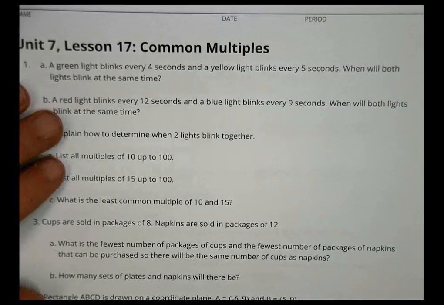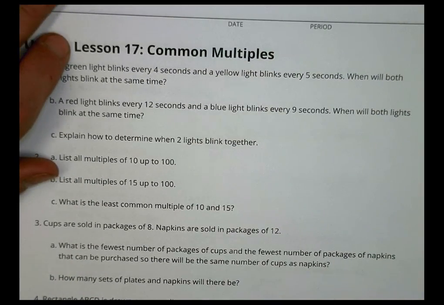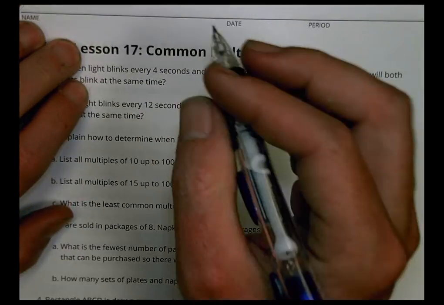All right, here we go, homework time. All right, a little tricky to do this one with the little space that's on here, but it's on one page, so here we go.